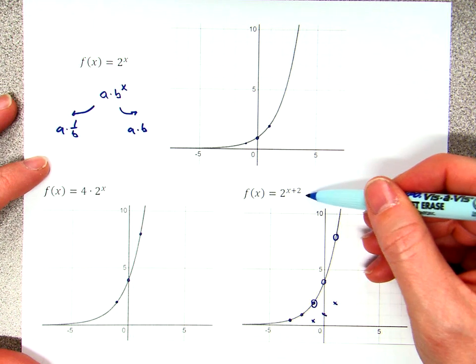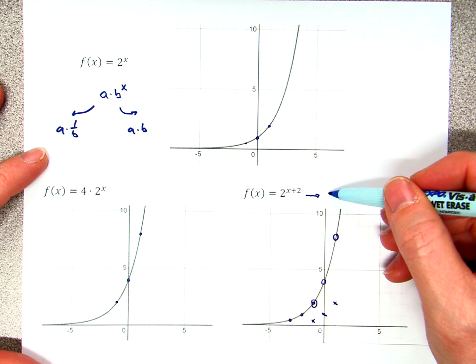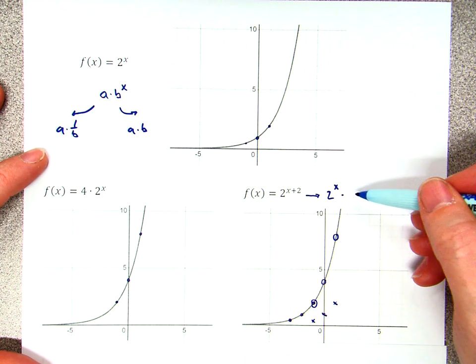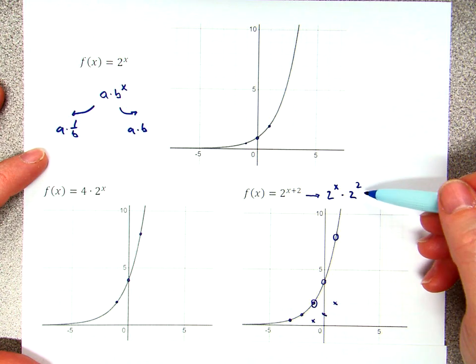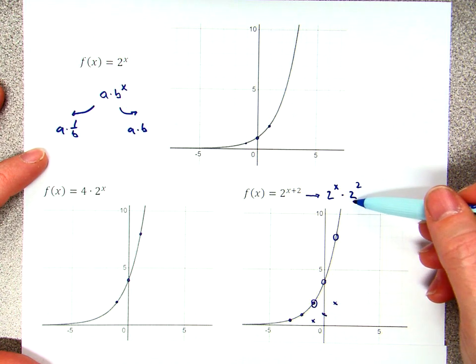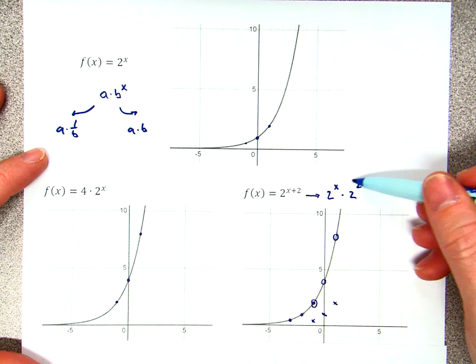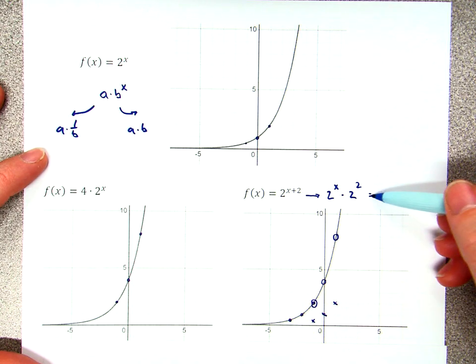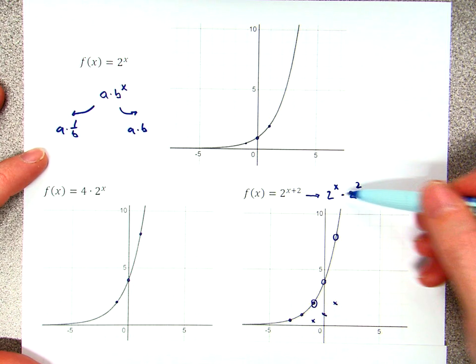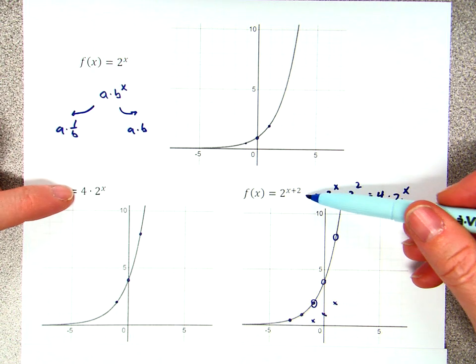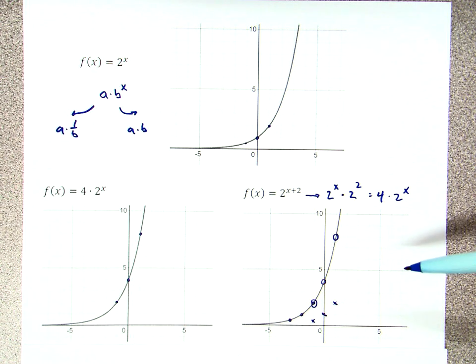If I wanted to do properties of exponents, we could say that this is 2 to the x times 2 squared, right? Because if I have common bases that are being multiplied, I could add the exponents together, right? So I could turn 2 squared into 4, and then it would be multiplied by 2 to the x. So these two graphs are identical. We're just approaching them in a different way.